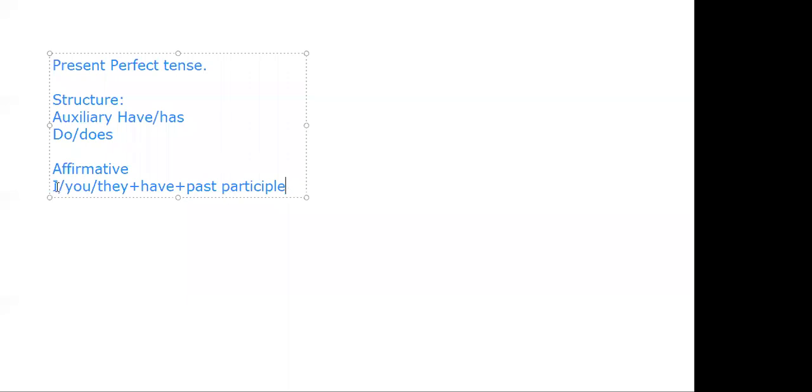So in the affirmative, what do we have? We have the pronoun. In this case, we have I, you, they, plus the auxiliary have, plus the past participle. That's basically the structure, and obviously the complement after that. In the negative, oh no, wait, I missed this one. She, he, it. In this case, plus has, plus past participle.